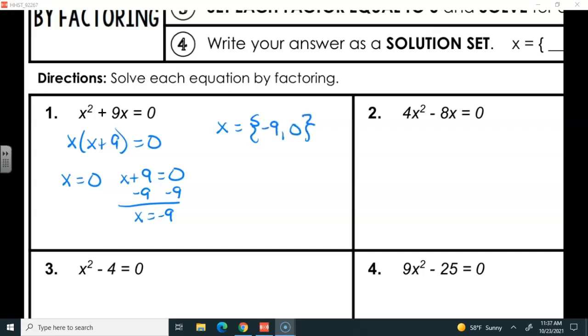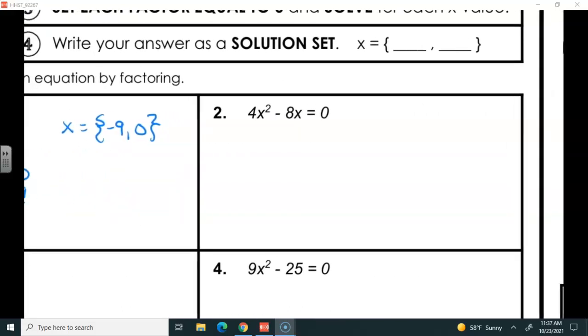So that tells me that when I plug negative 9 back in, it would check out, and our 0, and that's our two answers to that function. Okay, you might try number 2, pause the video and try it, and then come back.